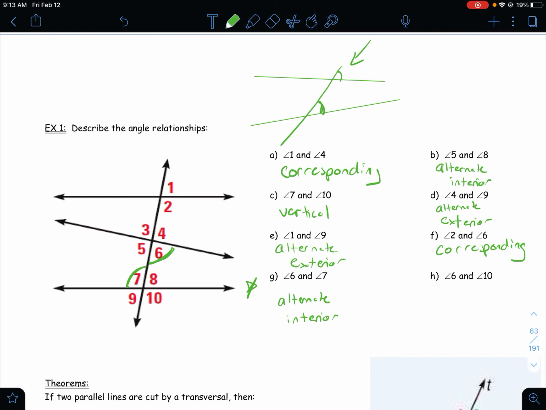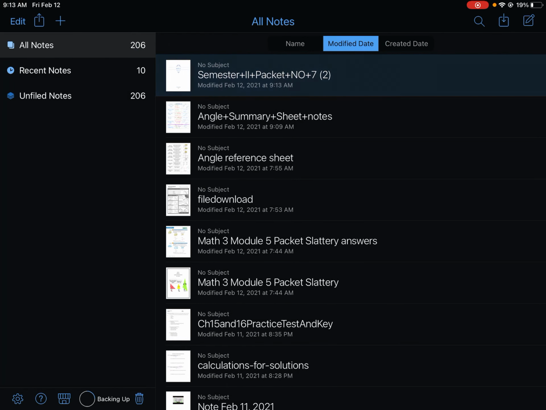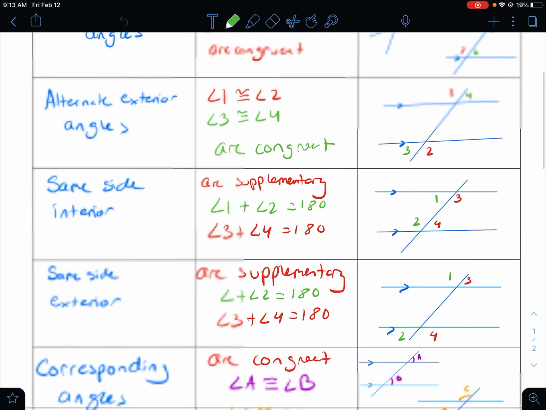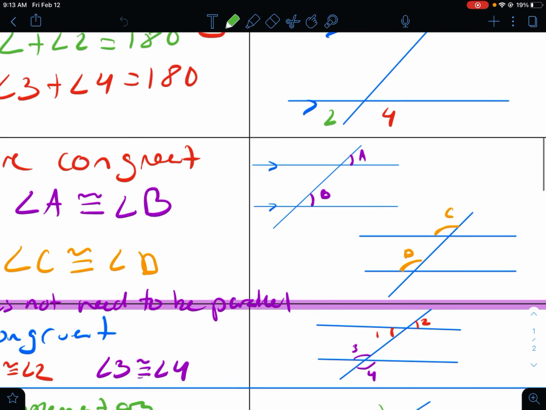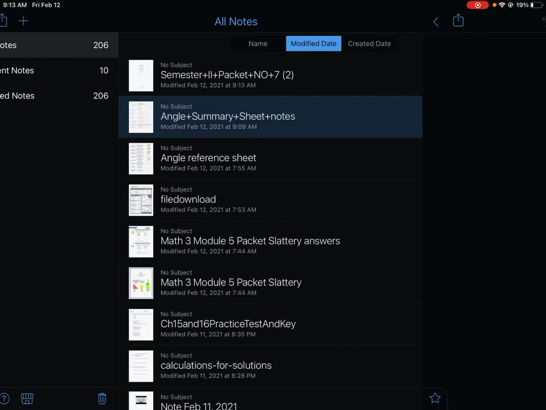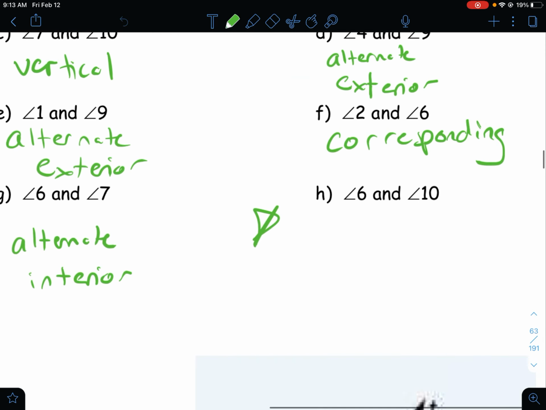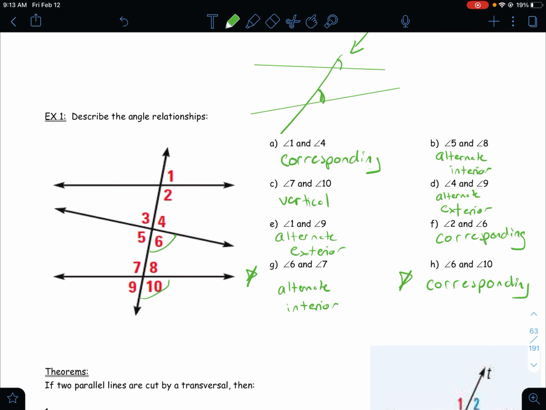All right, and then we end up with 6 and 10. What relationship do we think 6 and 10 have? So if we look, 6 and, oh, wrong document. 6 and 10 follow that corresponding angle pattern. So we got corresponding angles. All right, so that's how you label those.